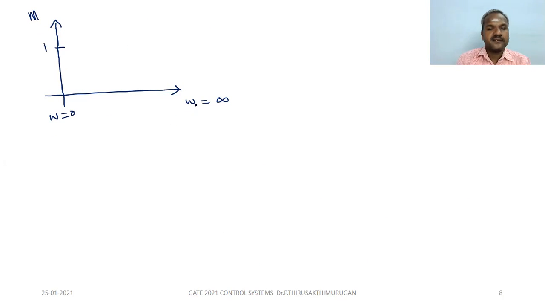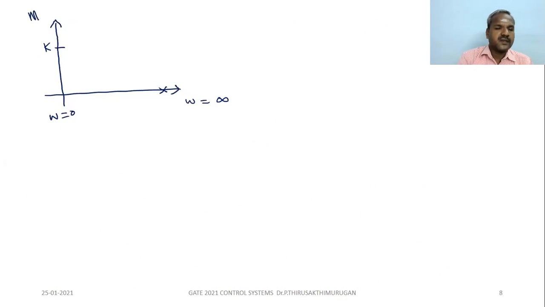So what is the frequency magnitude response of the first order system? Omega 0, omega infinity. This is the magnitude. When omega is 0, the magnitude is 1. When omega is infinity, the magnitude is 0. So what is the in-between value? Omega is 1 by tau. This is K.